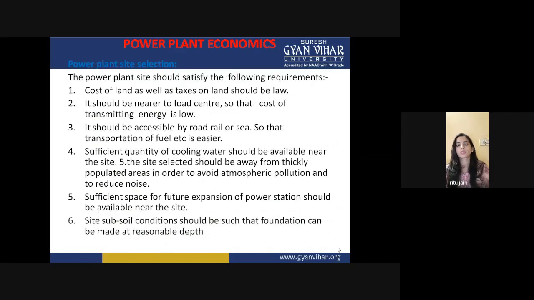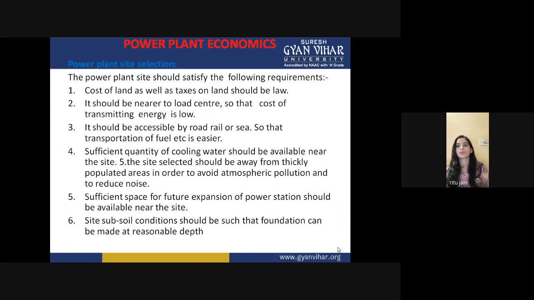So the next point is how we can select the power plant site. The power plant site should satisfy the following requirements. Cost of land as well as taxes on land should be low, and it should be nearer to the load center so that the cost of transmitting energy is low. It should be accessible by road, rail, or sea so that transportation of fuel, etc., is easier.